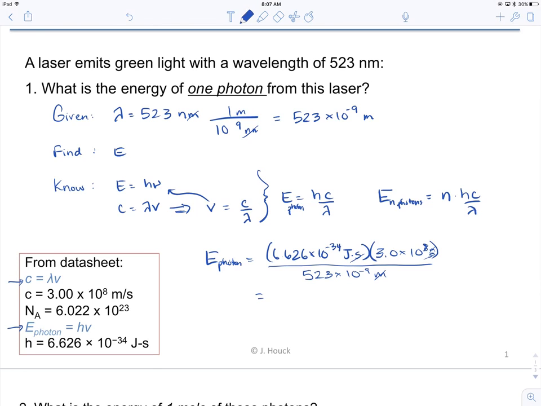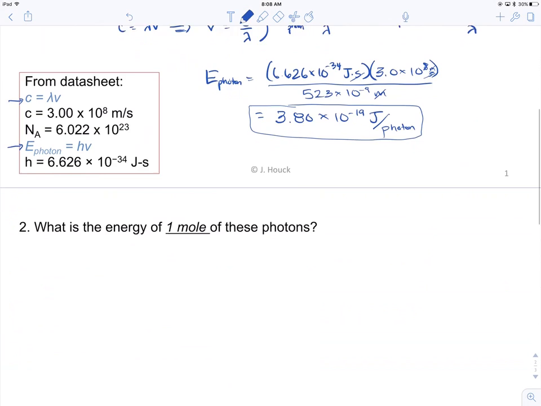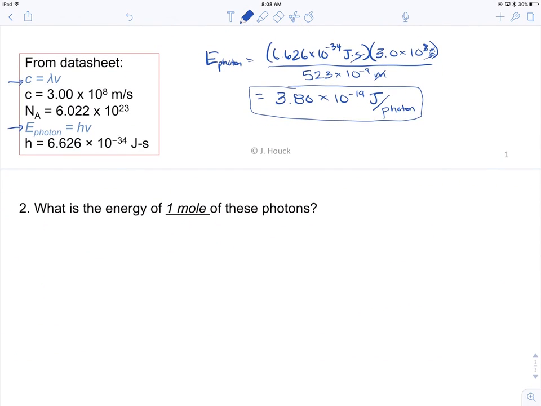Plugging this in gives us 3.80 times 10 to the negative 19th joules. And we know this is joules per a single photon. So this per photon is not necessarily required notation, but it is not incorrect, and it can help you remember that moving forward, because the next question is, what's the calculation for energy of 1 mole of these particular photons?